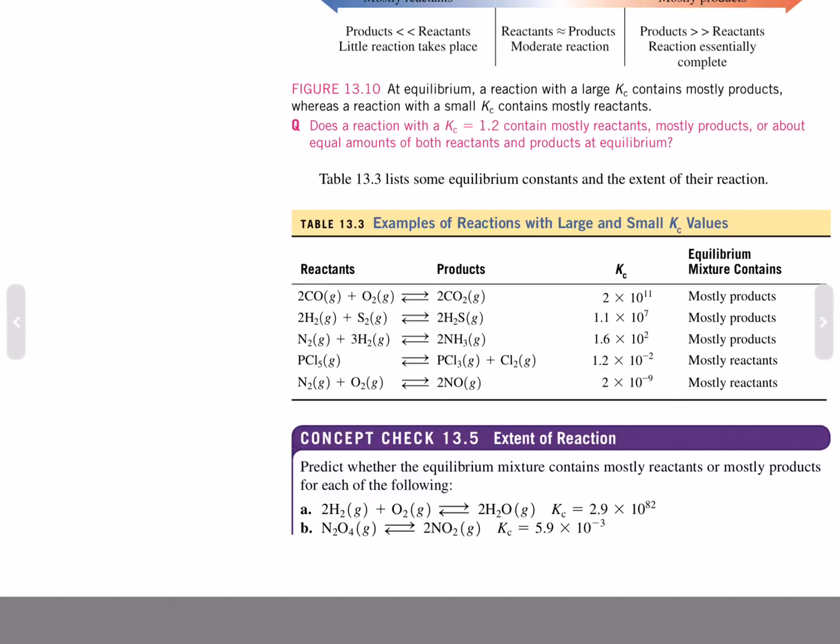2 times 10 to the 11 is mostly products. 1.1 times 10 to the 7, mostly products. 1.6 times 10 to the negative 2, mostly products. 1.2 times 10 to the negative 2, mostly reactants. 2 times 10 to the negative 9, mostly reactants.